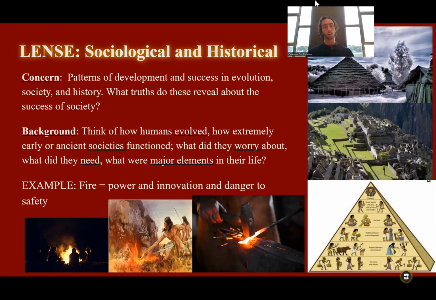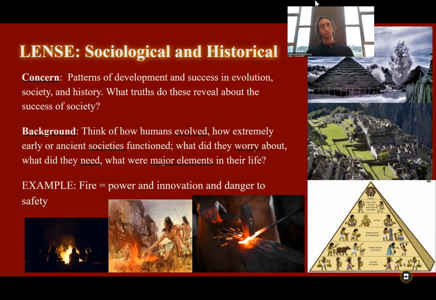So what is the concern of a sociological and historical lens? It is to focus on the patterns of development and success in human and societal evolution throughout history. And it seeks to look for what truths these reveal about the success of society, okay? So when we're looking at a feature in a story or in literature, we're trying to see, do we catch any patterns of history here? Do we catch any relevance to the development of society here?